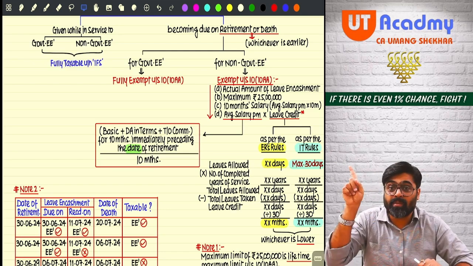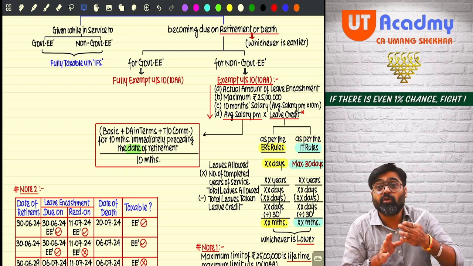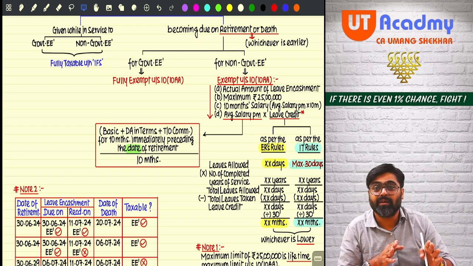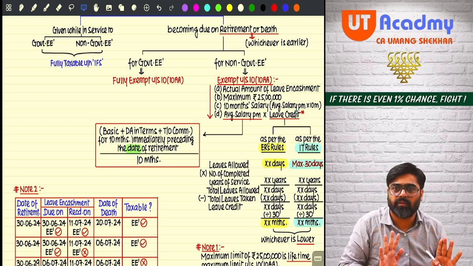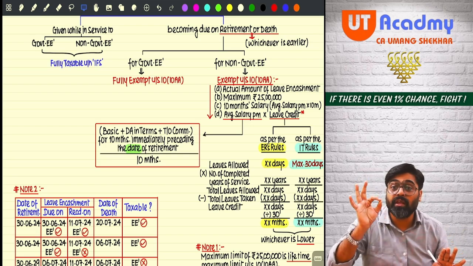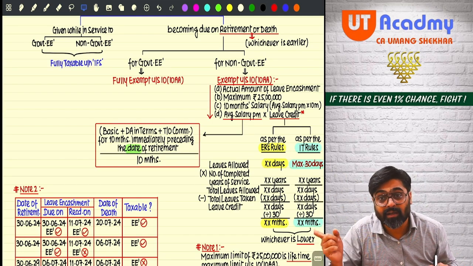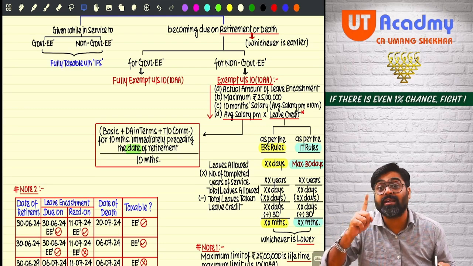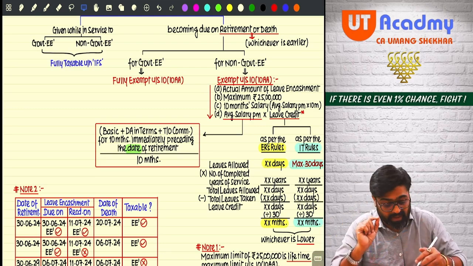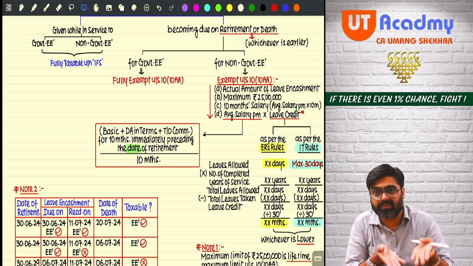And in not covered by POGA, we used to calculate the same average. But we used to ignore the month of retirement. Whenever you are retired, ignore that month. 10 months immediately prior to that month which we were taking there. Here, it is not 10 months immediately prior to month of retirement. It is 10 months immediately prior to date of retirement. Be careful here. Otherwise, this is the same.